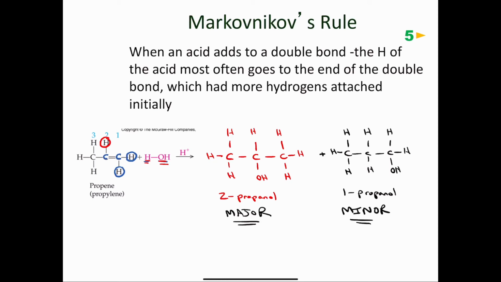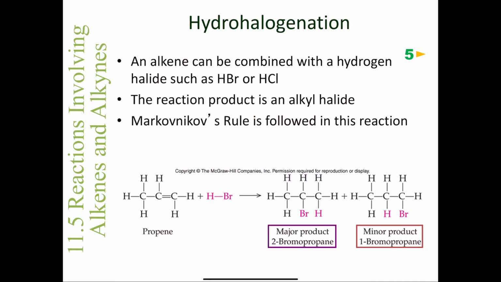It's very important that all organic chemistry students understand and are able to explain Markovnikov's rule. Again, Markovnikov's rule can be applied to hydrohalogenation. So it says here that an alkene can be combined with a hydrogen halide such as HBr or HCl, and the product is going to be what we call an alkyl halide. We looked at that in the functional groups video. And Markovnikov's rule, again, is going to be followed.